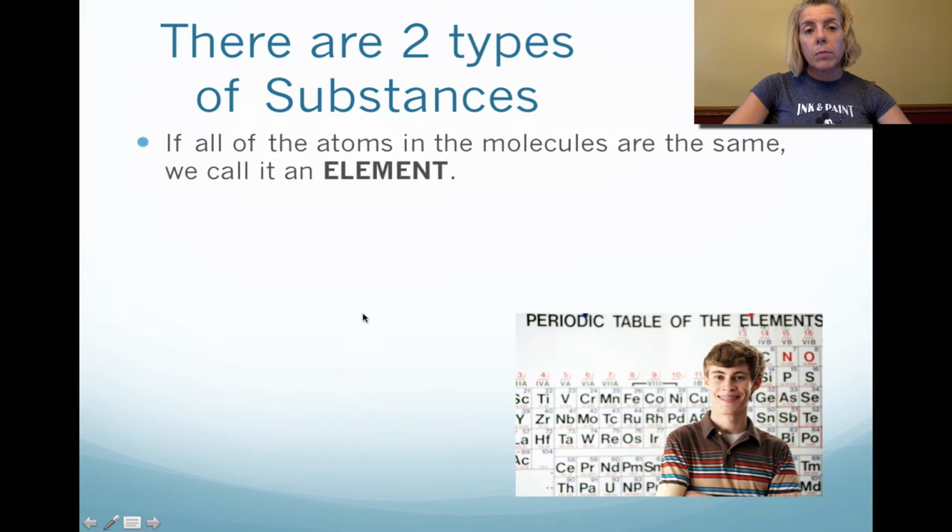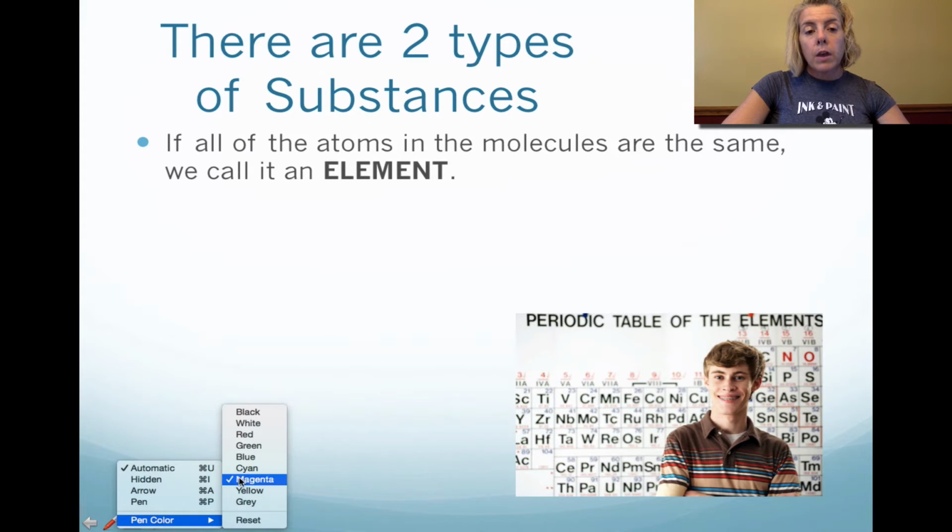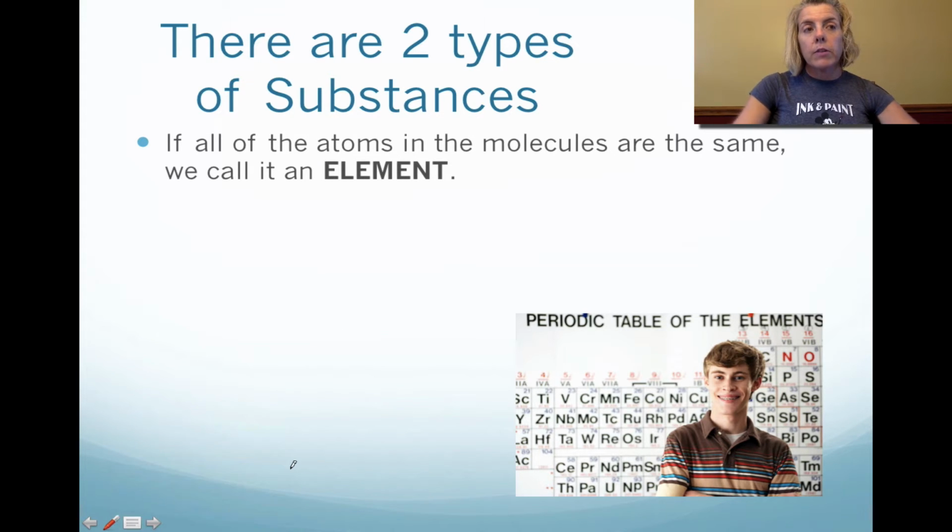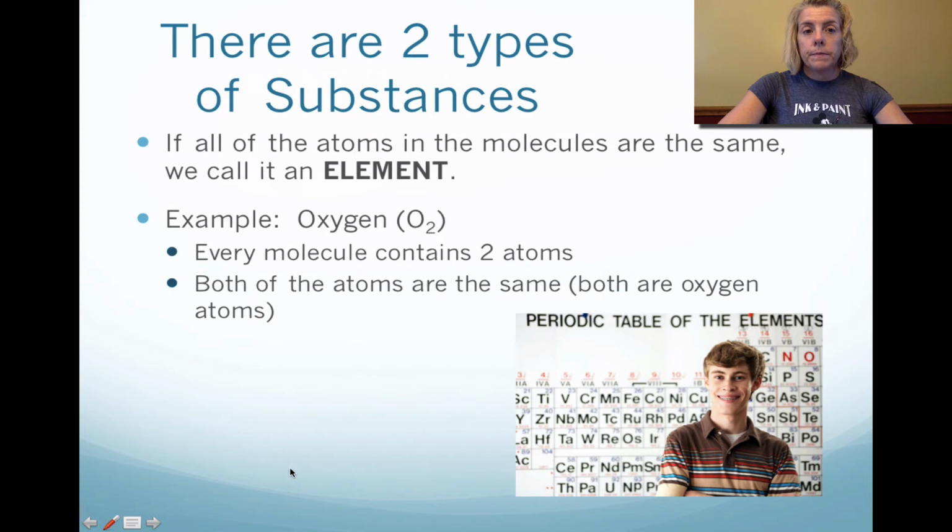Okay, so there's two types of substances. If the atoms in the molecule are the same, we call that an element. A good example of that is actually my diamond ring. The diamond in the ring is actually an element. Another example is oxygen. In the oxygen that you breathe, every molecule contains two atoms, and those atoms are the same.